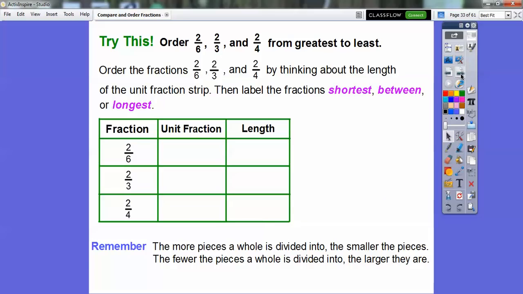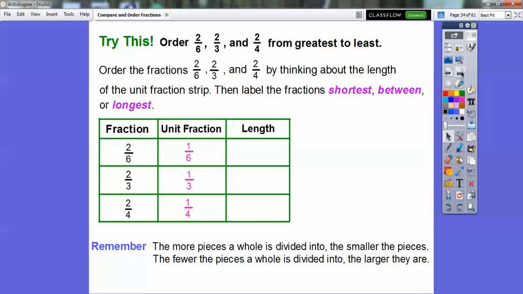All right, so they give us this table right here, and they want us to list the unit fractions. Okay, so with 2/6, unit fraction just means put a 1 on top. So this is going to be 1/6, this is going to be 1/3, this is going to be 1/4. A unit fraction is, what's your unit fractions of these right here? So there's that right there.